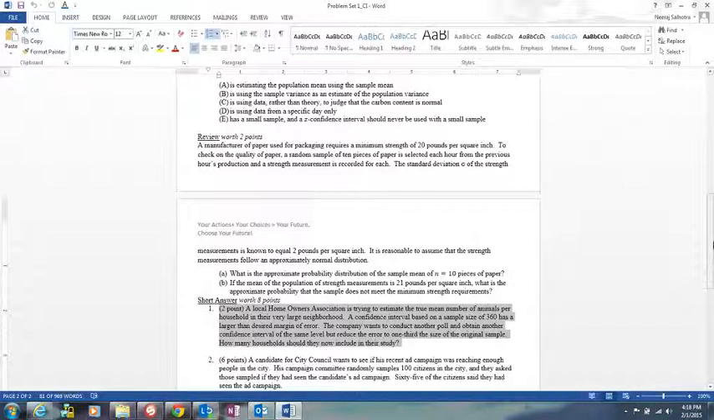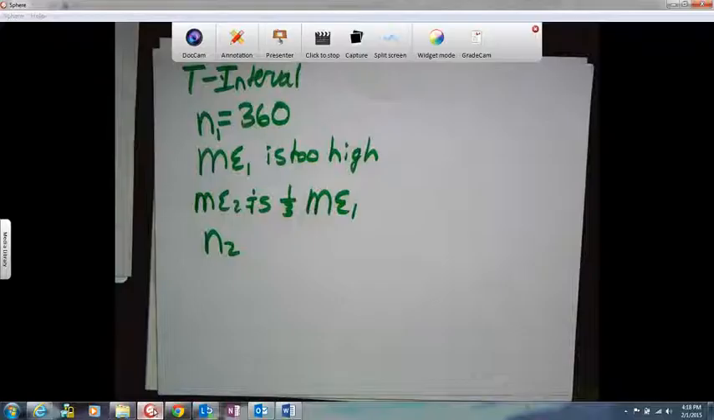Then it says the company wants to conduct another poll and obtain another confidence interval of the same level, so still like 95% or 90%, whatever it is, but reduces the error to 1/3 the original. So ME2 is 1/3 ME1. And they're asking what should be the new sample size. So something like this is what we've got.